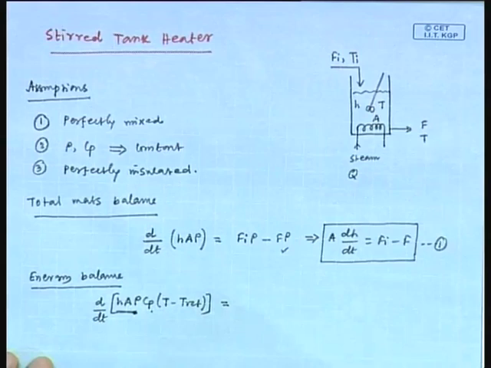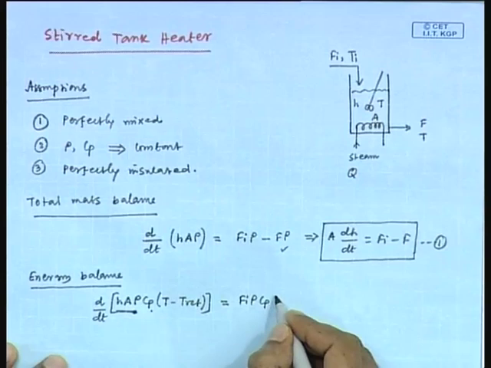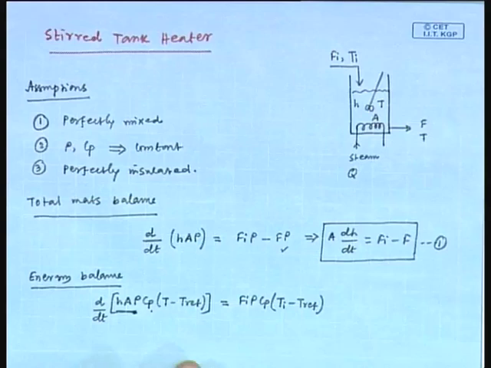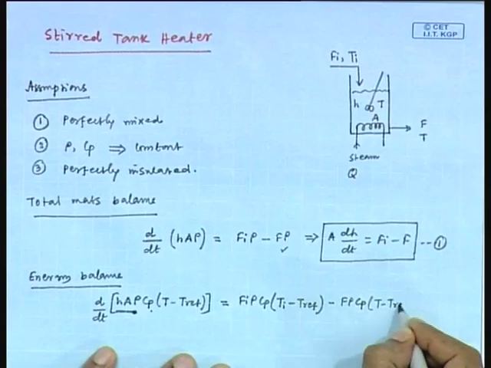rate? Fi rho, this is the mass flow rate, Cp, Ti minus T reference, this is the energy input rate. What will be the energy output rate? F rho Cp, T minus T reference, fine.